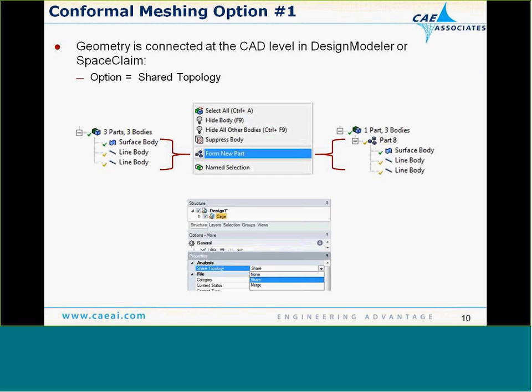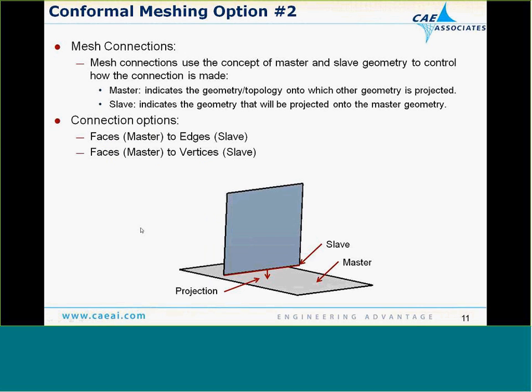So the first option you have is the one that probably most of us use, and that's just using shared topology in Design Modeler or SpaceClaim, where you have some surface or line bodies that you want to form a continuous mesh between. In Design Modeler, just select those, right-click, form a new part, and then any of the surfaces or lines that are in there are going to get a conformal mesh once it goes into Mechanical. And like I said, this is available in SpaceClaim too, where on the component properties, you can set shared topology. So that's an easy, common option.